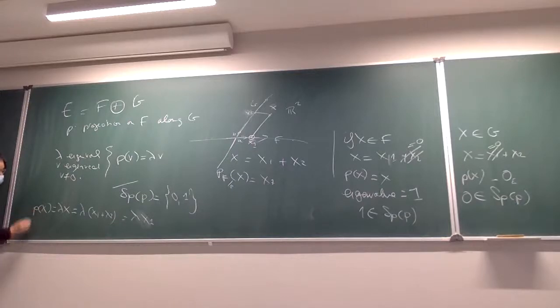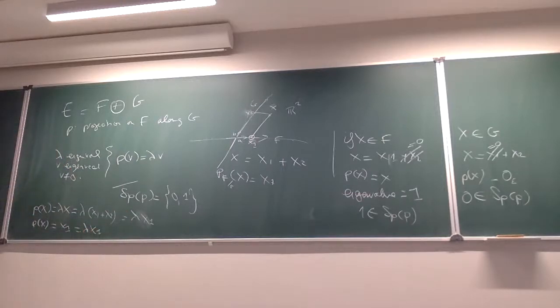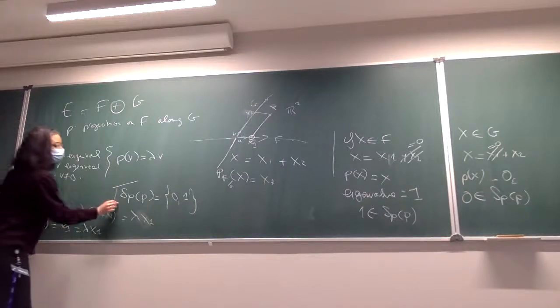If P of x is written as x1 plus x2, that should be equal to x1 because it's a projection. We have this, and on the other side we've got that it should be equal to lambda x1. So either x1 is equal to 0, and then it's all right, and we get the 0 eigenvalue, or x1 is different from 0, and then the only possibility is that lambda is equal to 1. So the only possible values are going to be 0 and 1.